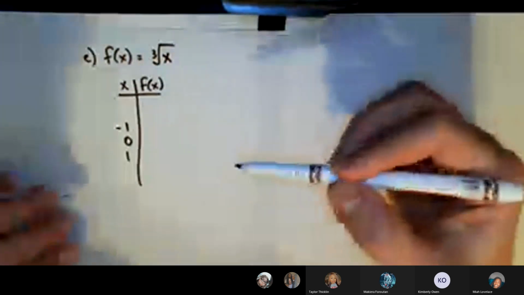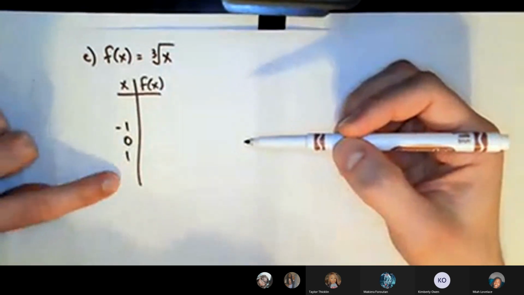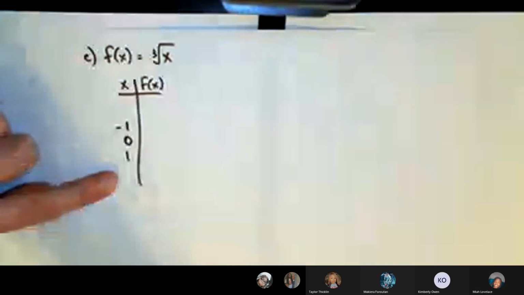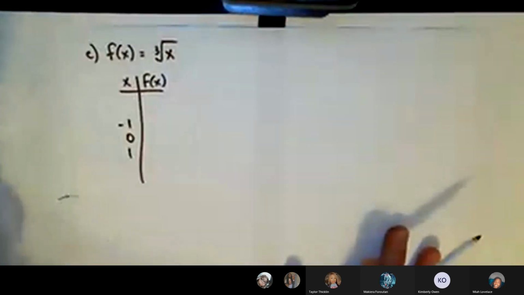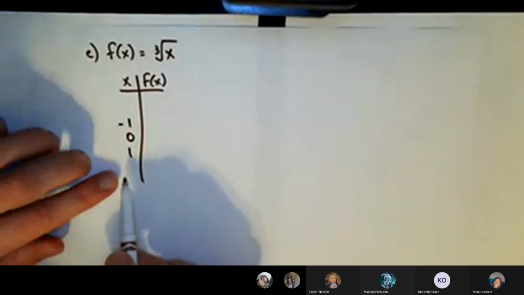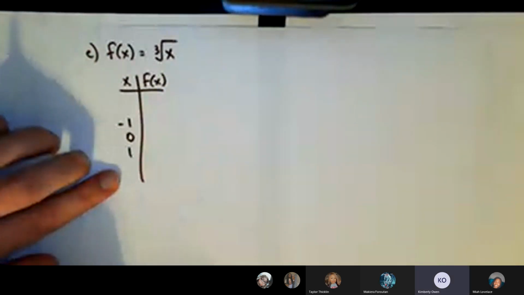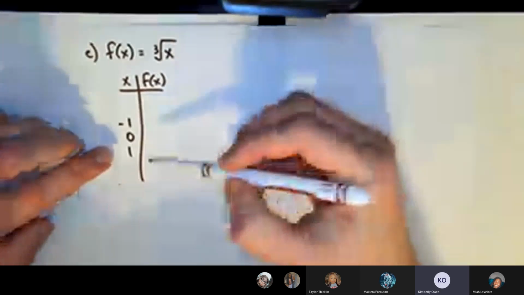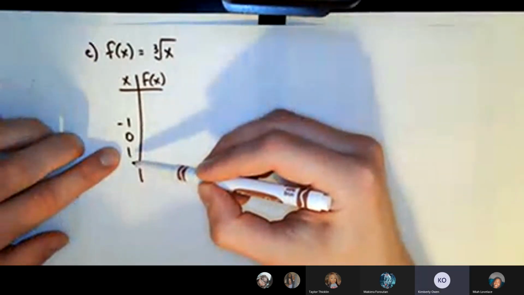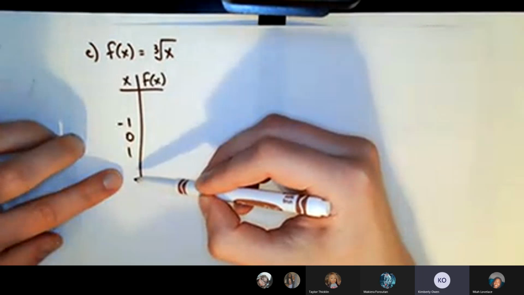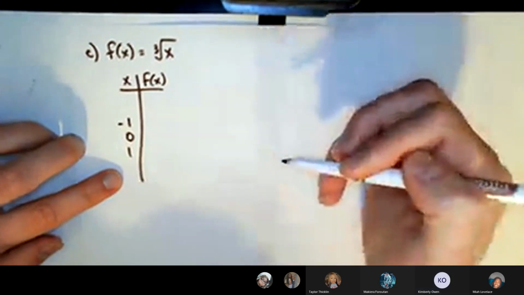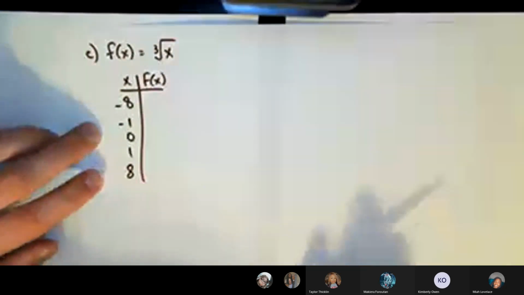So let's see, Kimberly, what would be the next perfect cube number that would be a good choice to plug in as an input? Let me give you a hint. 1 cubed is 1. So what's 2 cubed? 8. Yes, so that's going to be the next input we want. And similarly, we're going to want a -8 back here. Thank you. So again, negatives are okay.